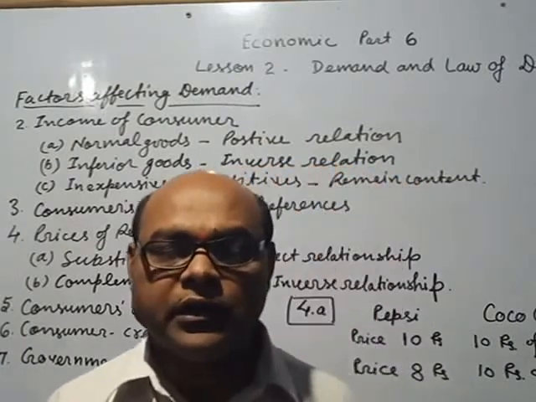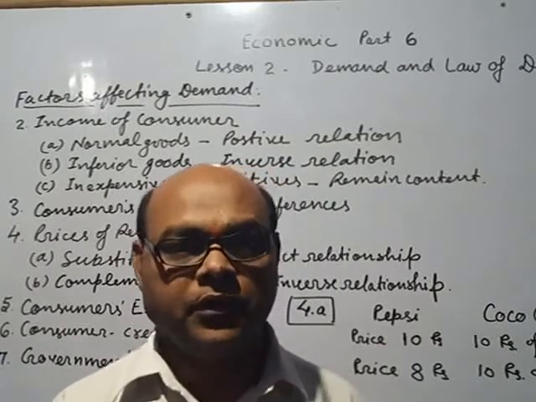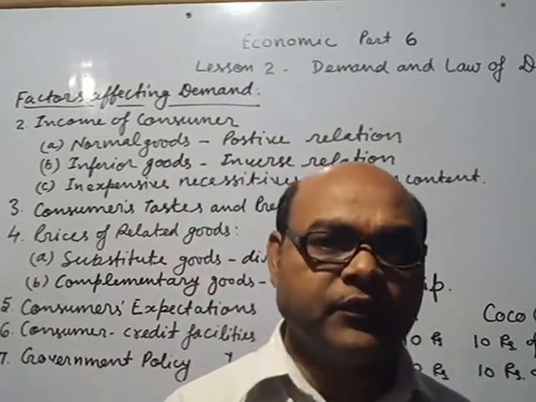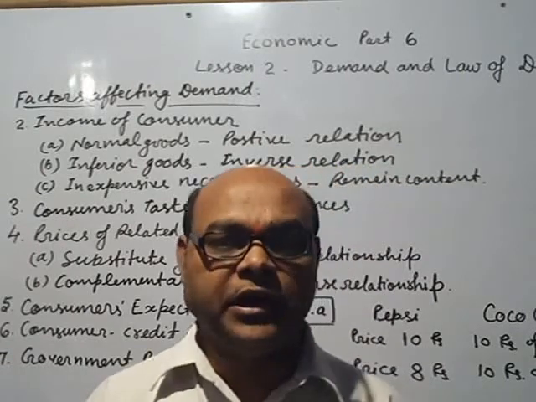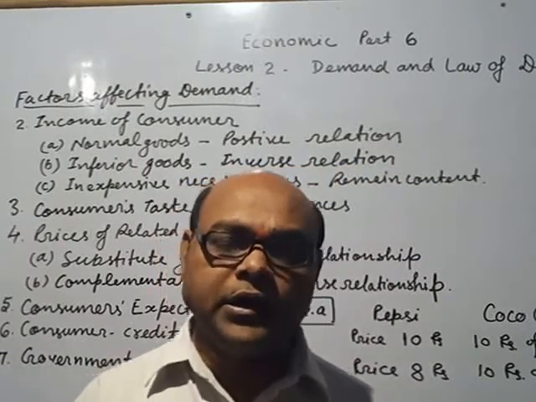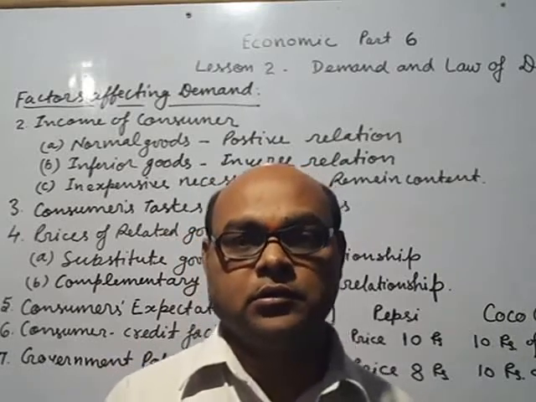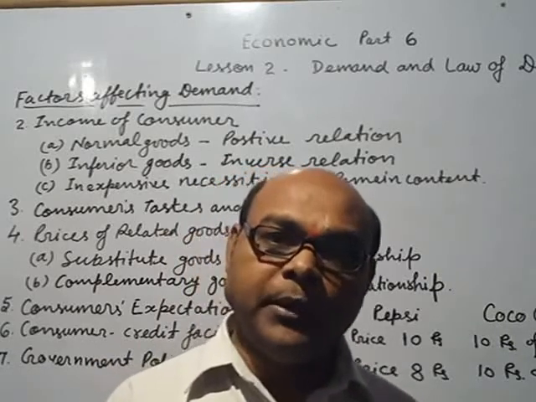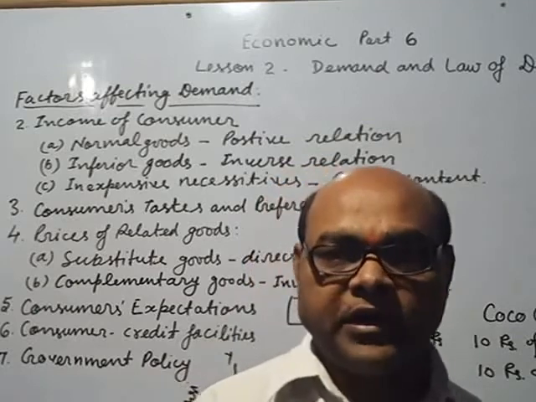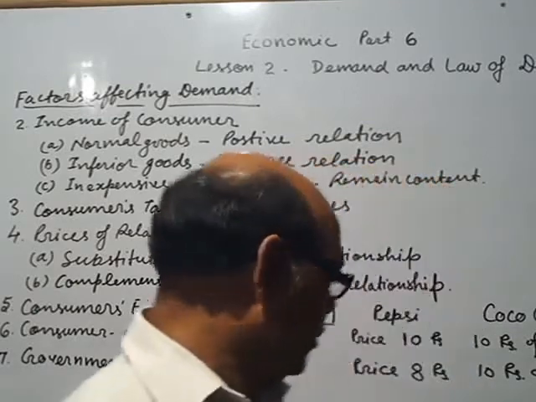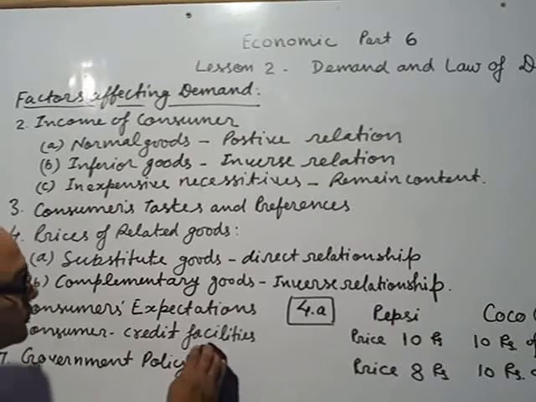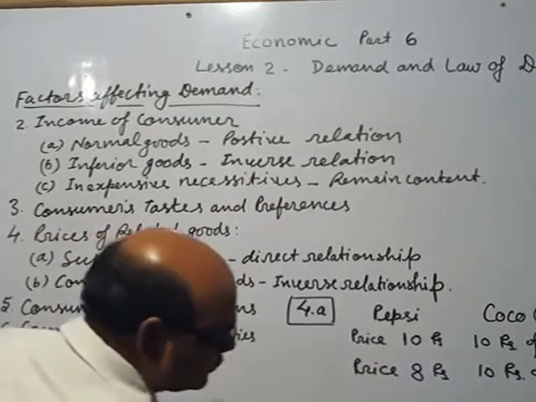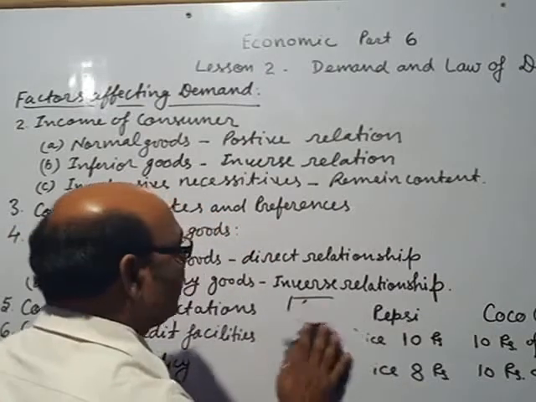So here is the inverse relationship between the price of one commodity and the quantity demanded of the complementary commodities. Now see how you will draw the diagram for this.